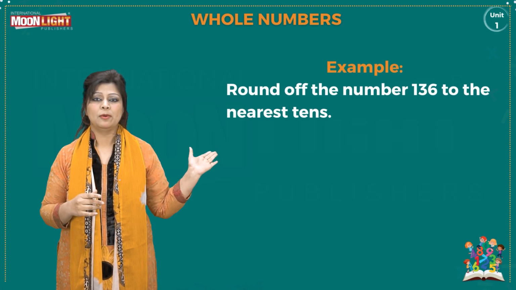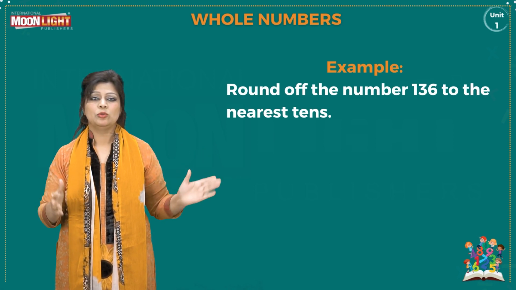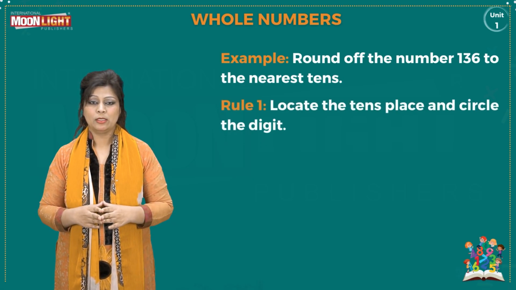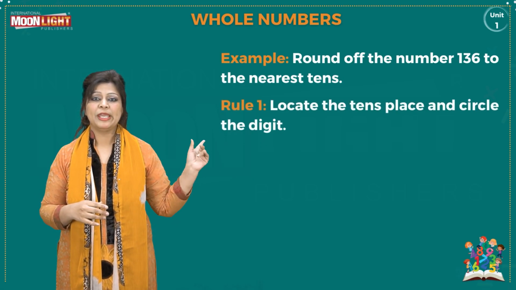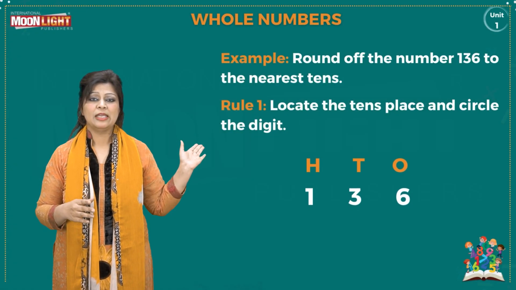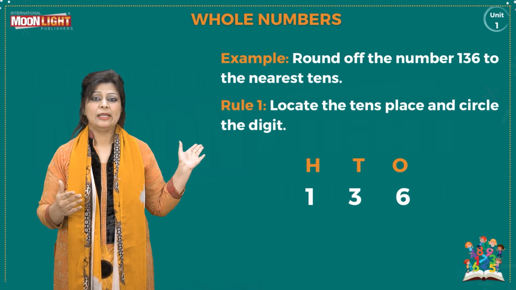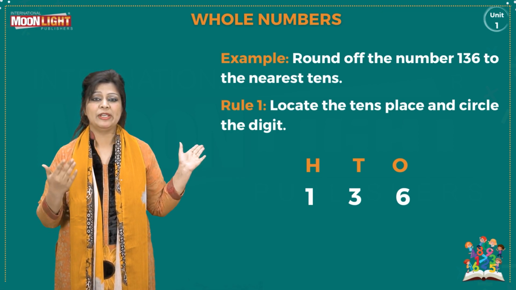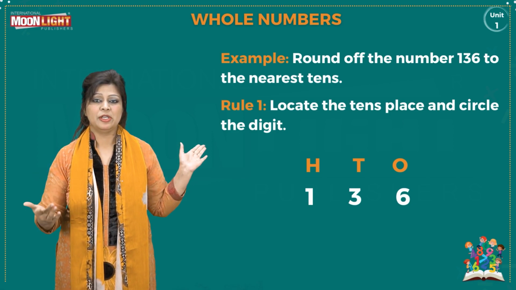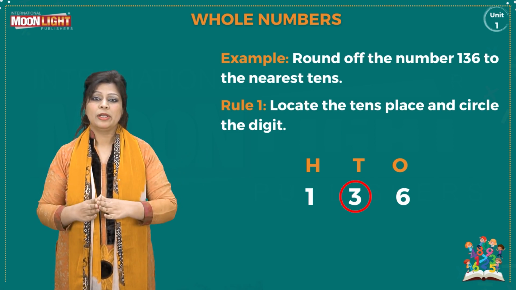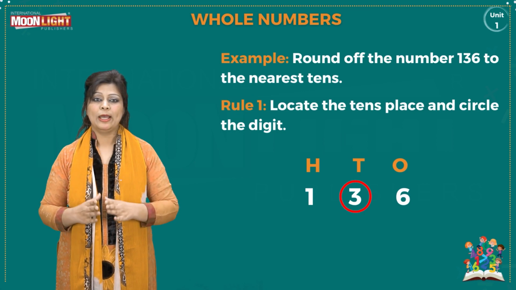Round off the whole number 136 to the nearest tens. Recall rule number 1. First we need to locate the tens place and circle the digit. So here this is a 3-digit number, and by putting this number in the place value chart, we get that tens is the position of the number 3. So we are going to circle the number 3 according to the rule number 1.